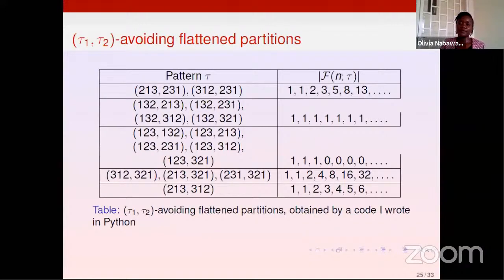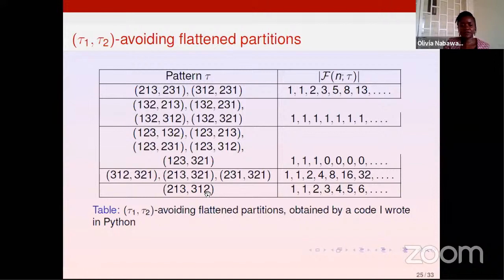Now I'll move to the next part, and that is looking at flattened partitions avoiding a pair of patterns of length 3. From the symmetric group S3, we can obtain 15 pairs. And this is how they are distributed for these pairs of patterns. We have a sequence 1, 1, 2, 3, 5, and this is the sequence of Fibonacci numbers. And this one, a sequence of 1s, that's trivial. Zeros for n greater than or equal to 4 for all these pairs. That's also not very interesting. And then these 3 pairs all give us this sequence, which is a power of 2.